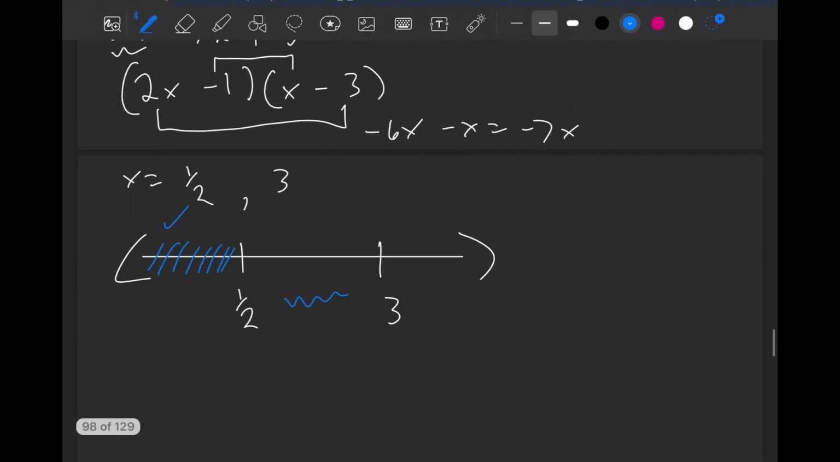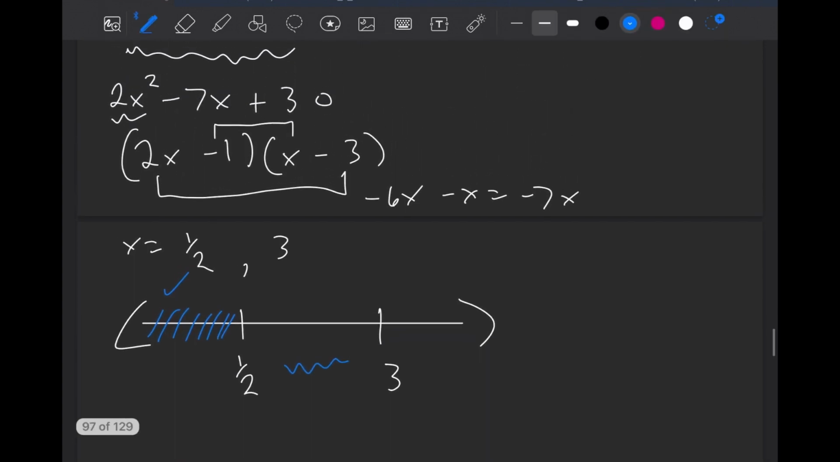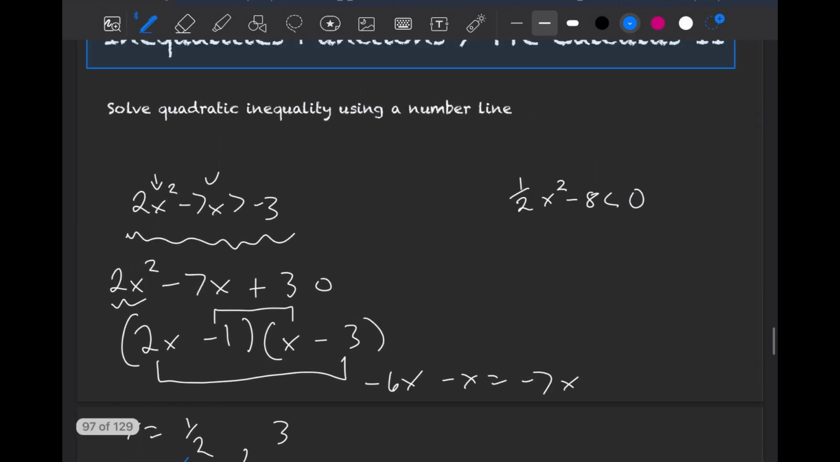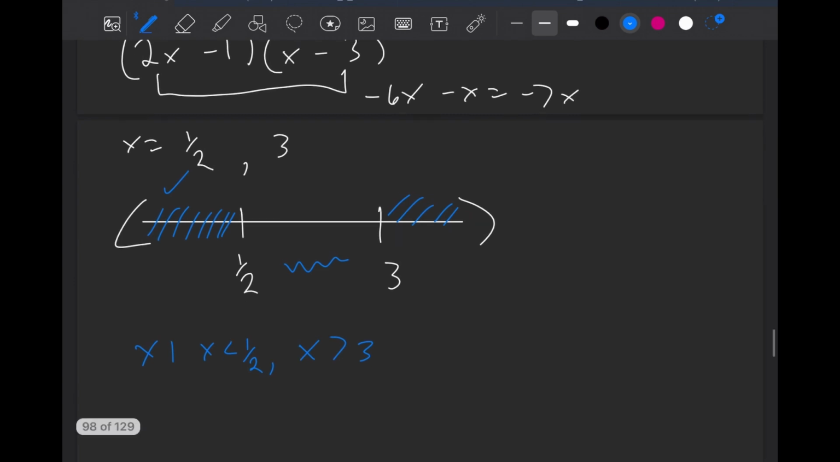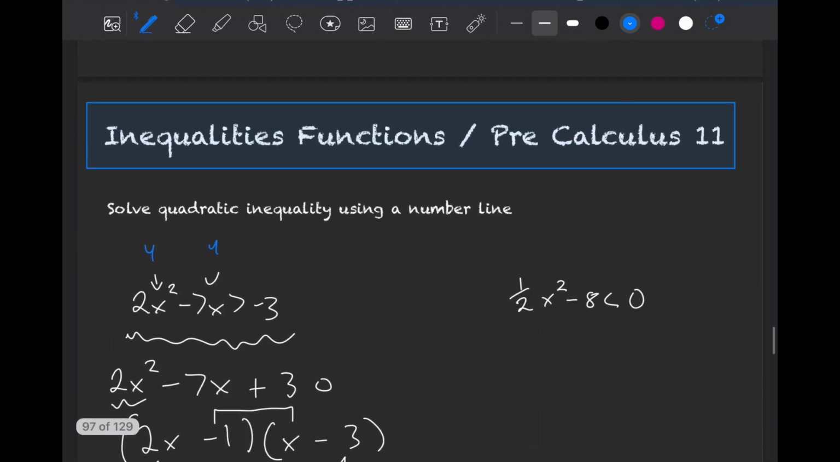So that is not part of our solution. And then if we plug in something greater than 3, like 4, it will continue to be true. We'll get 4 is greater than minus 3. So this is also part of our solution. So the way we would write this is x such that x is less than 1 over 2, comma, x is greater than 3. Perfect. Let's try this example.